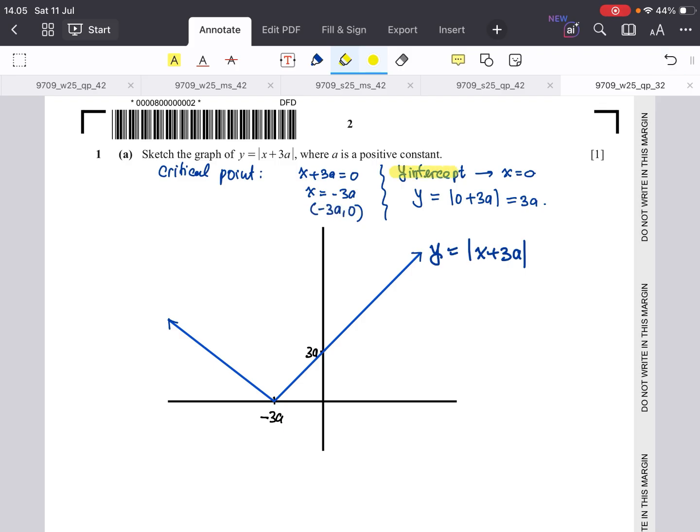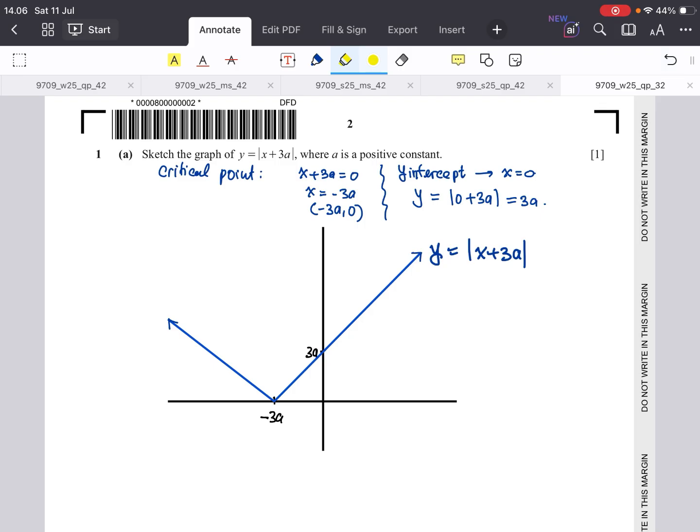And then the y-intercept is when x equals 0. So the value of y when x equals 0 is 3a. And then don't forget, absolute value means that the value is always positive. So in this case, the value of y is always positive. So this is the critical point, negative 3a, 0. And then this is the y-intercept, 0, 3a. So we draw a straight line through this one.